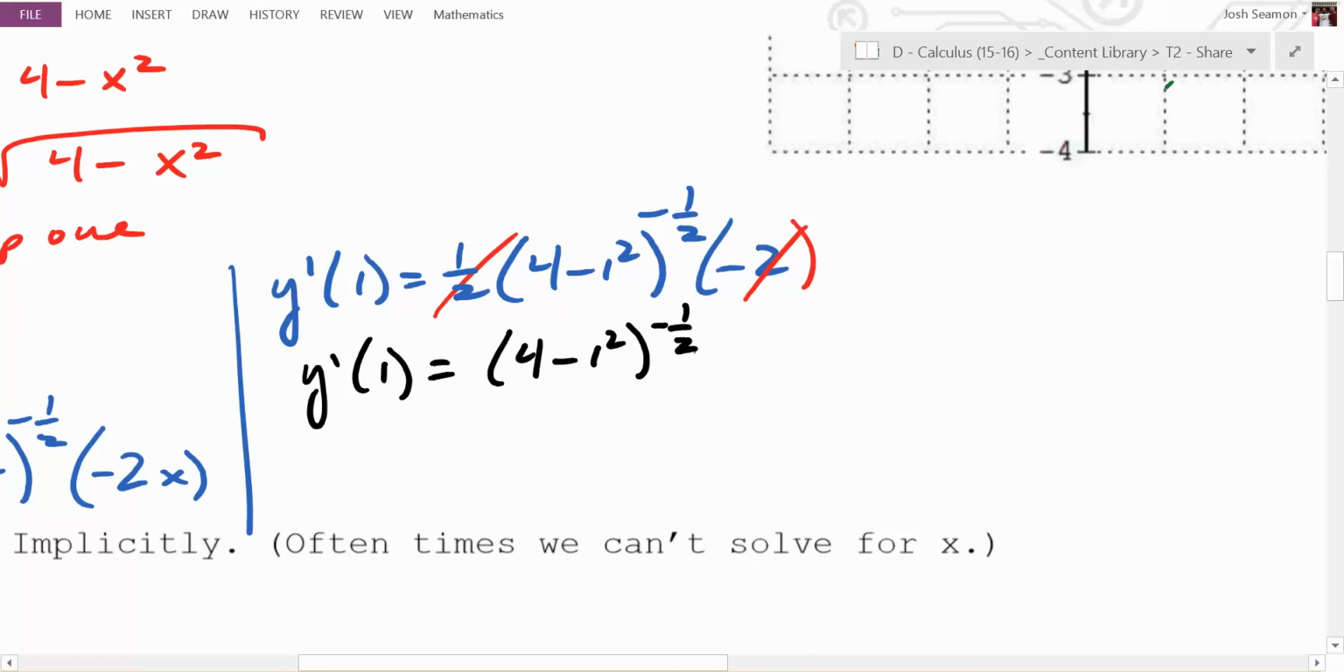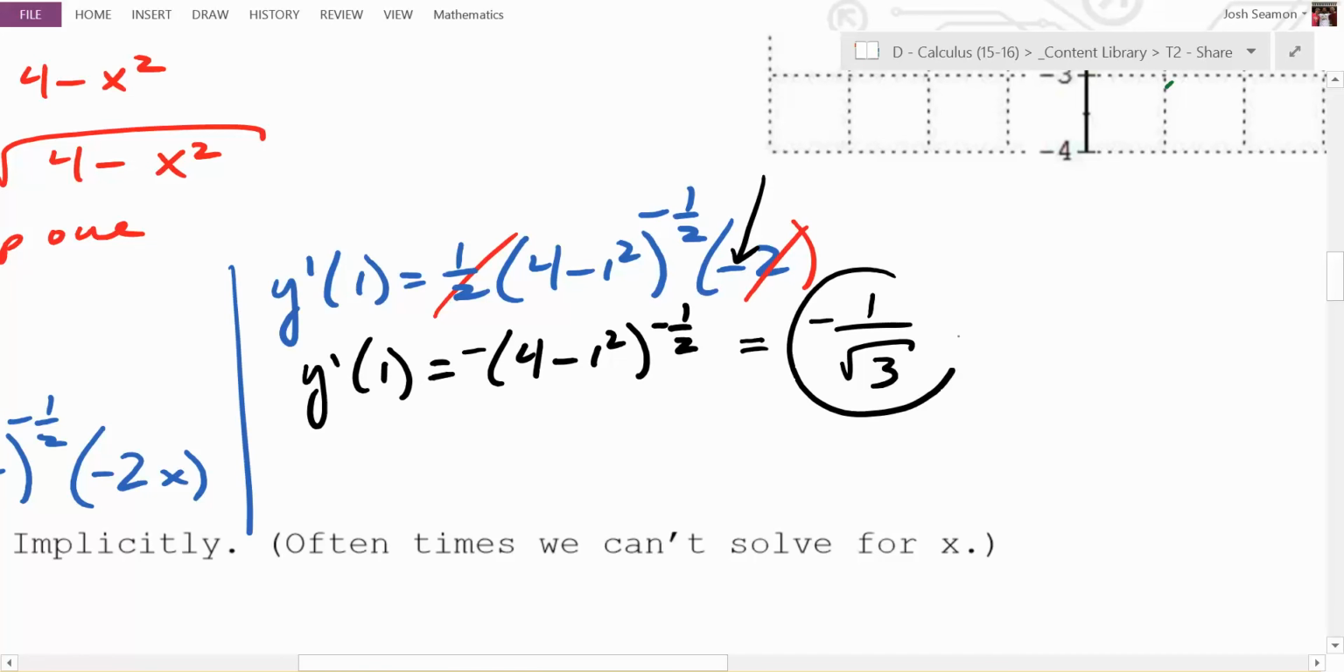What does negative 1/2 mean for power? So it's the square root of what? What's 4 minus 1 squared? 3. You put it in the denominator, right, Liv? So what is this going to be? It's going to be negative 1 over the square root of 3. See the negative that was there?